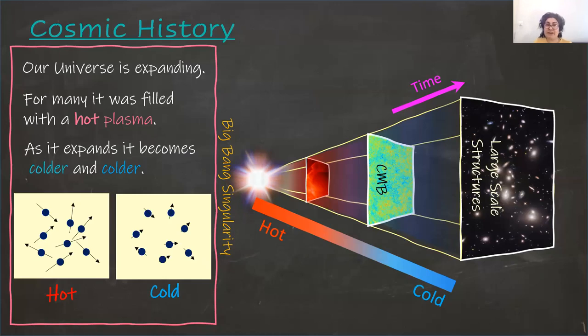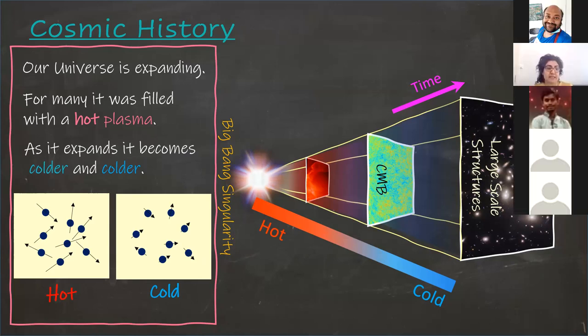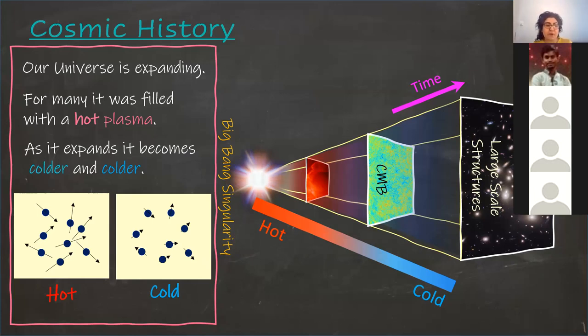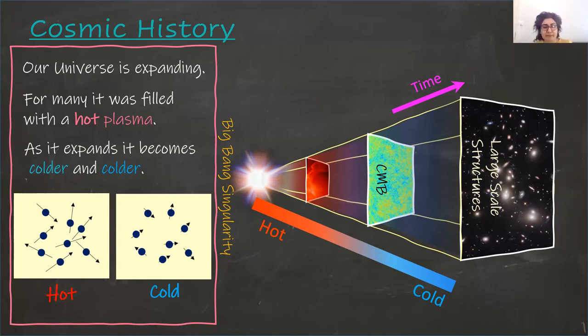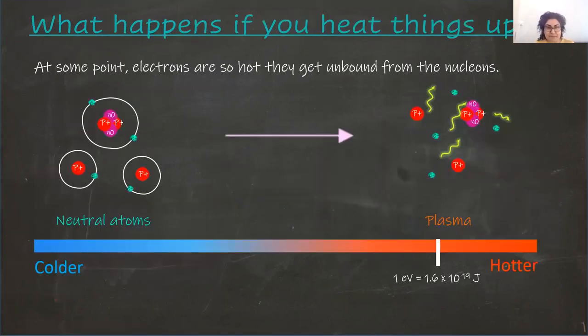As you know, our universe is expanding, and it started tiny, hot, and probably from a Big Bang singularity. For many years, it was filled with a hot plasma, and as it expands, it becomes colder and colder. In a normal room, when the temperature is colder, the molecules have small kinetic energy and hardly bump into each other. But as the temperature increases, their kinetic energy increases, and they keep bumping into each other. The same thing is happening in the universe.